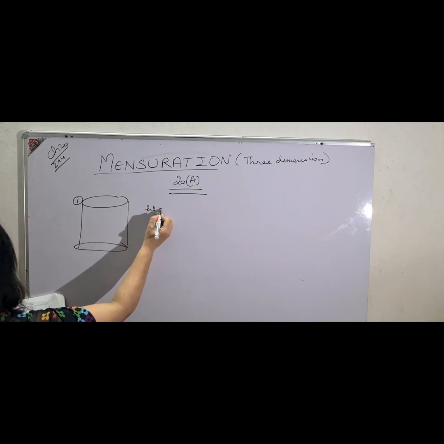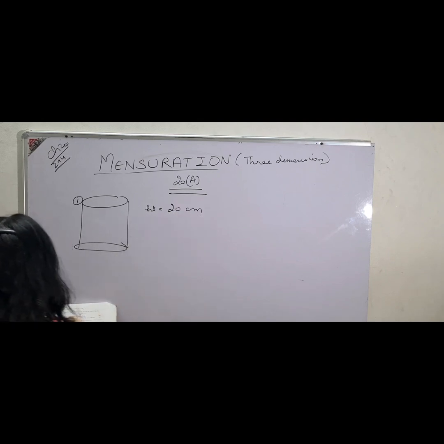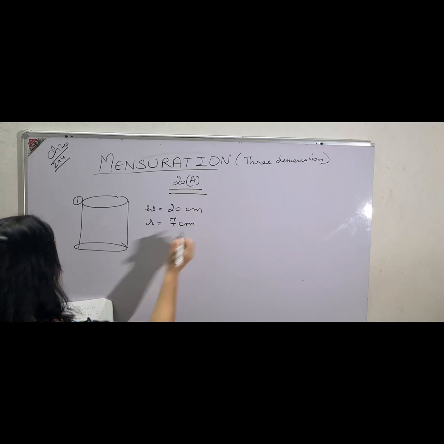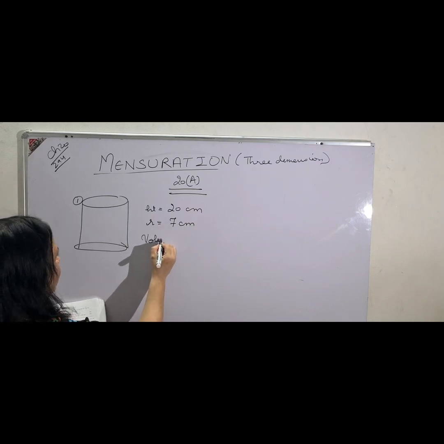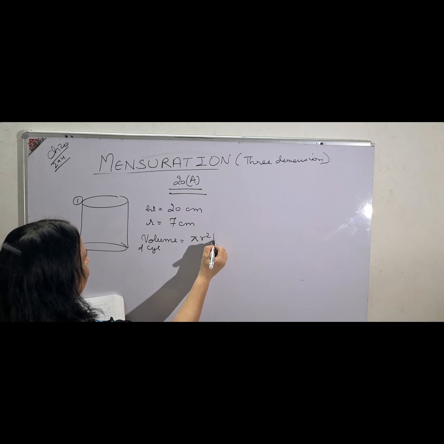The first question is very simple. Height of the cylinder is given to be 20 centimeter and radius of the base is given to be 7 centimeter. Find the volume. So volume will be equal to, first you write the formula, volume of cylinder, you know it is pi r square h.